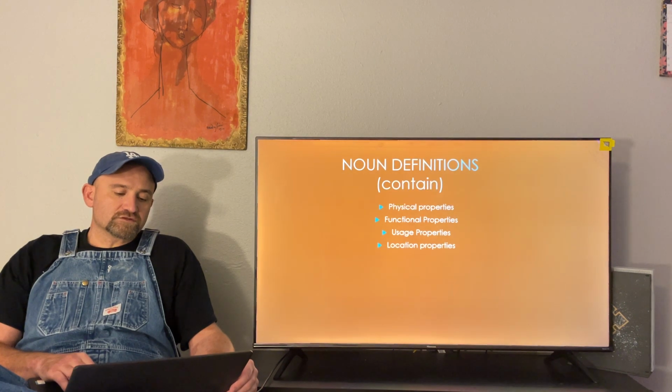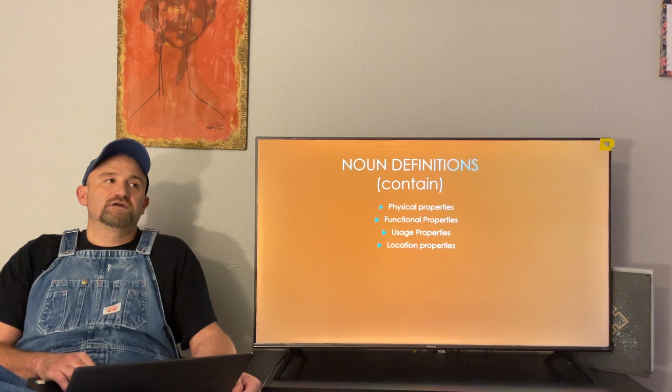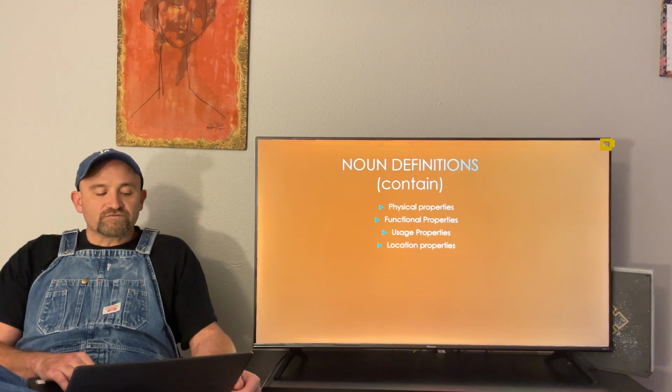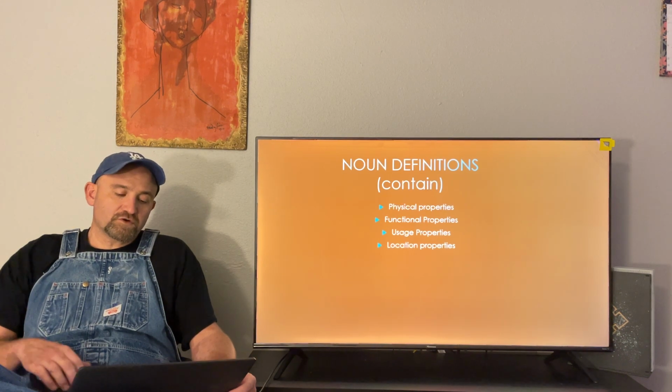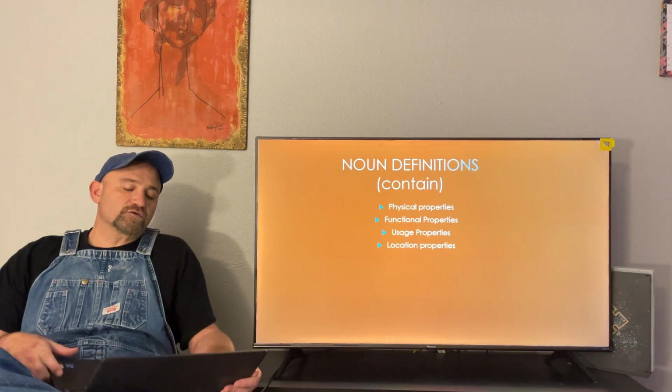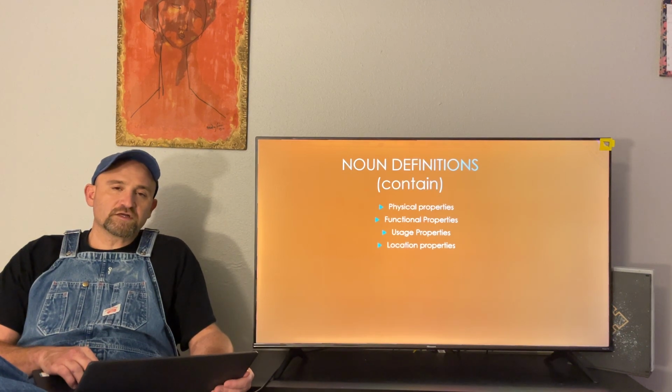Noun definitions contain a list of properties: physical properties, functional properties, usage properties, and location properties. All of those attributes will be applied to nouns for children of this age group.